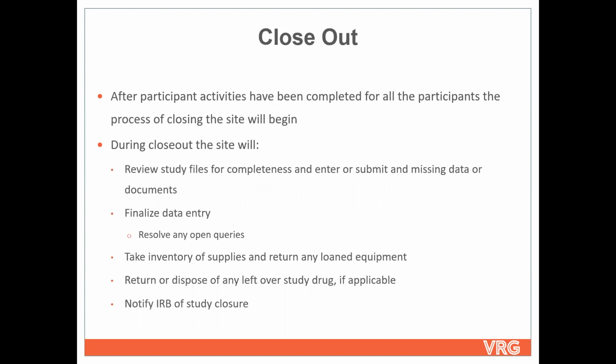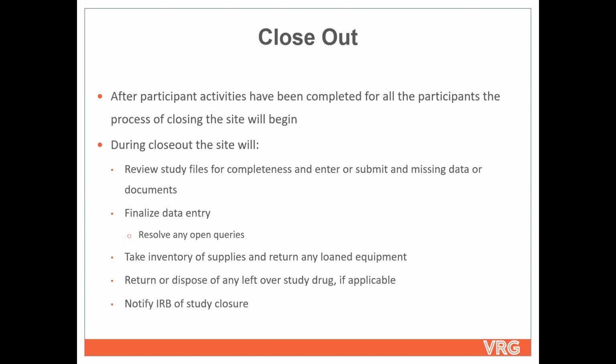Then we move to closeout, and this is where we close out all research activities at the local community clinic. This happens only after all the participants at your site have completed their follow-up visit. During the closeout visit, the sponsor will review study files for completeness and make sure that there's no missing data or documents.